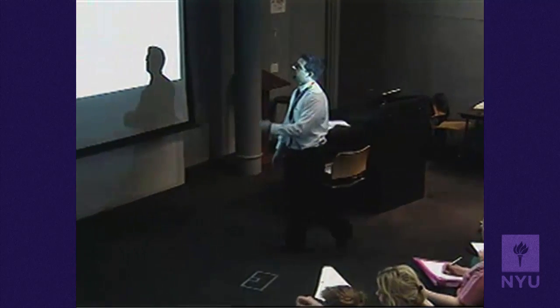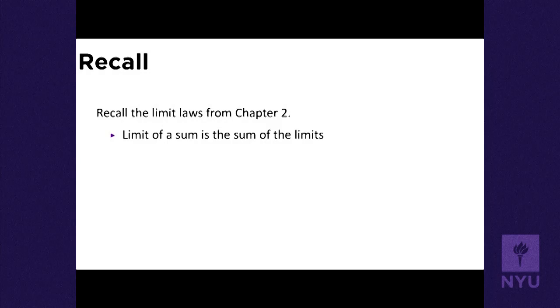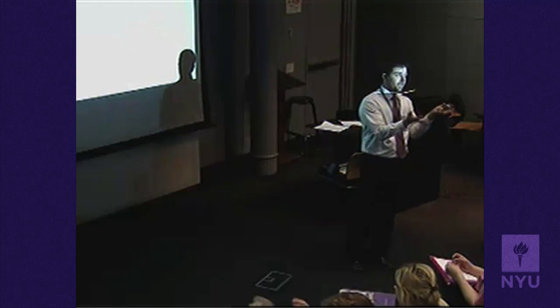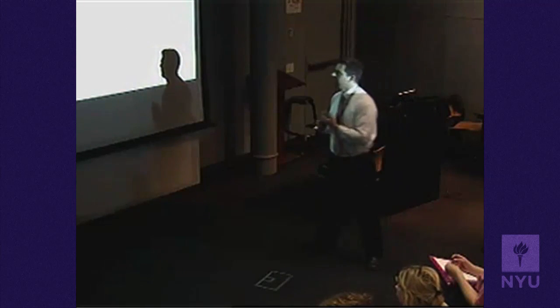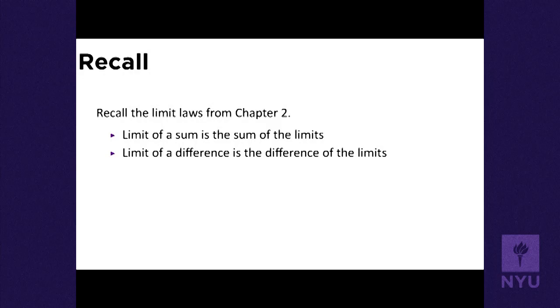Okay, so just to set up the problem, remember what we learned about limits way back in chapter 2. We learned that limits behave well with respect to arithmetic. So if I have two functions, and I want to find the limit of the sum of those two functions, if those two functions individually have a limit, then I can add the limits of those two individual functions. To put it succinctly, the limit of a sum of functions is the sum of the limits of the function. The limit of a difference of two functions is the difference of the limits of those two functions. The limit of a product is the product of the limits.